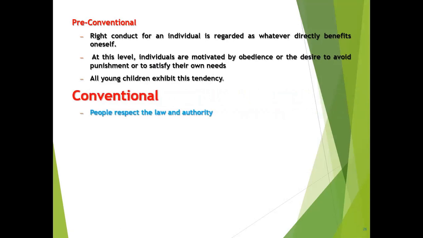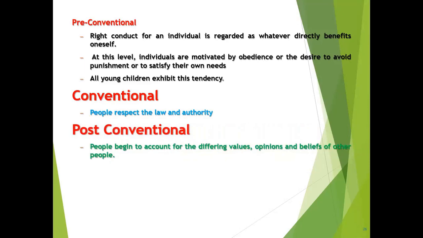So the conventional level is the second level. Here the people respect the law and authority, and this is actually found at the primary level. Then they behave based on pleasing others. They want to please others. So that is conventional. And the 2 substages in that are getting people to like them and also to maintain the functioning of the society. So they will respect the law and authority, and also they will try to please others.